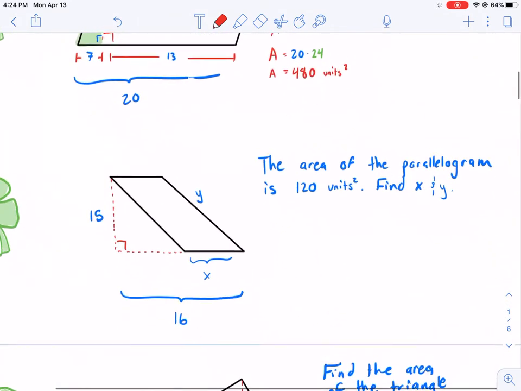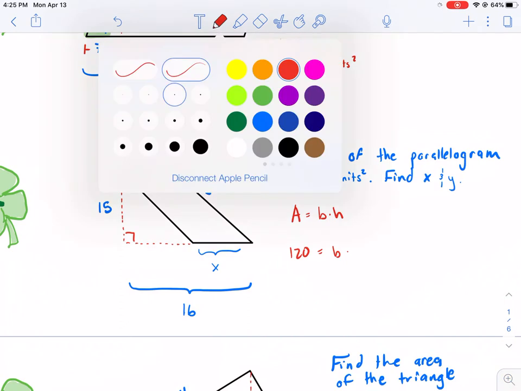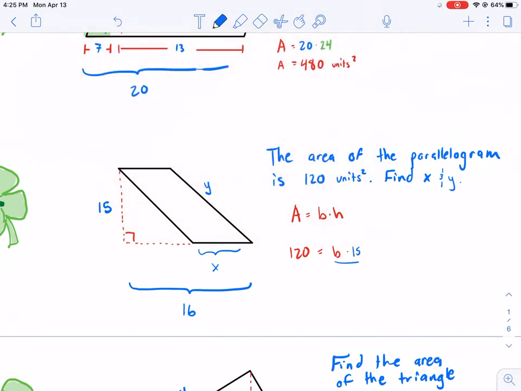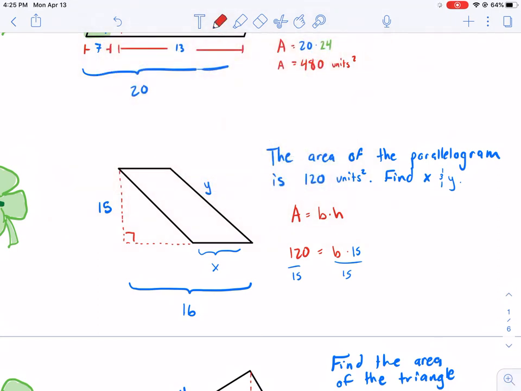Okay? That's example 1. Example 2 looks like we have a parallelogram again, and we do. The area of the parallelogram is 120 units squared. Find x and y. This time we're given the area, and now we need to find the base and the height. So let's plug in our knowns, which is 120 is our area. We don't know our base. I'm assuming base as the lateral. And the height is 15, so we do know our height. So we can divide both sides by 15 to find our base. So we do 120 divided by 15.